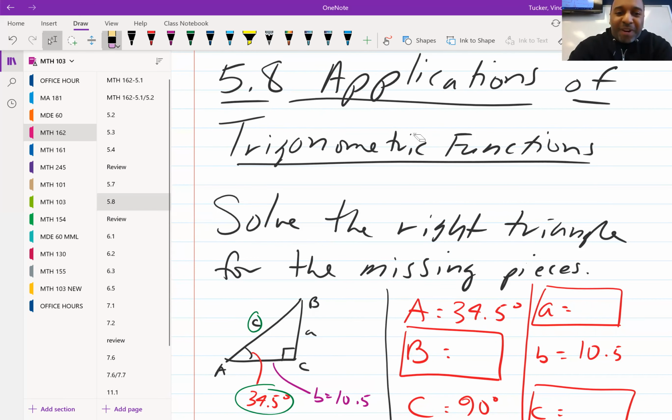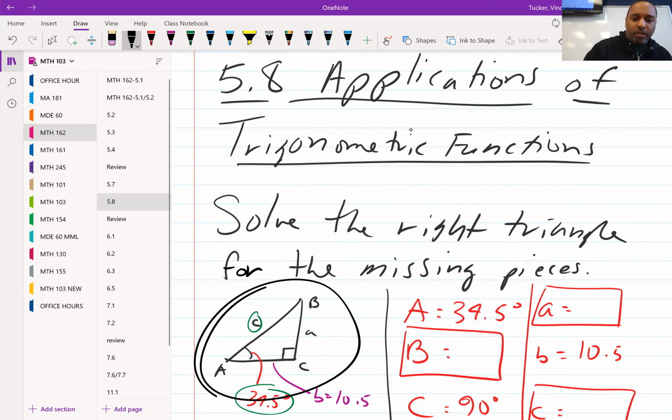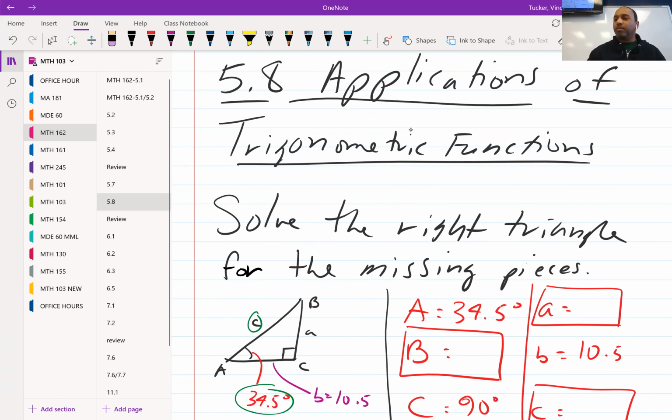But we want to solve the right triangle for the missing pieces. So here's the triangle right here. You see it okay? Or is it glare? If you want, you can cut out the light. Okay, okay, cool.